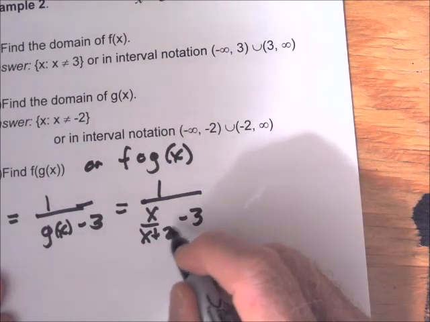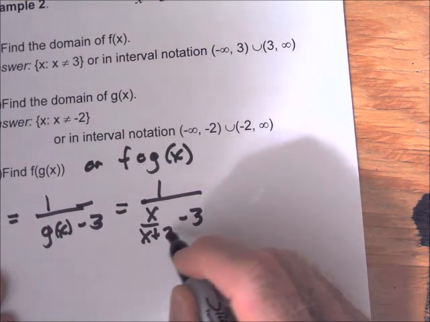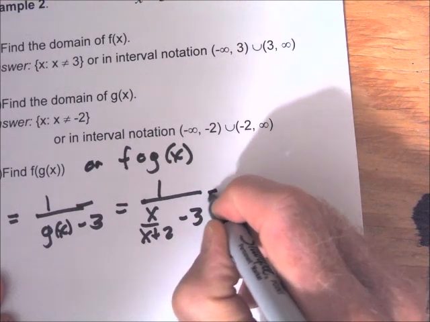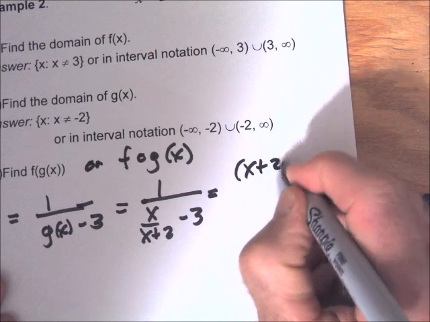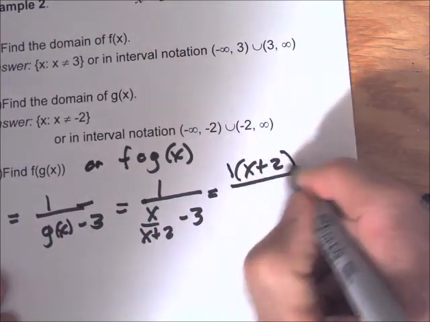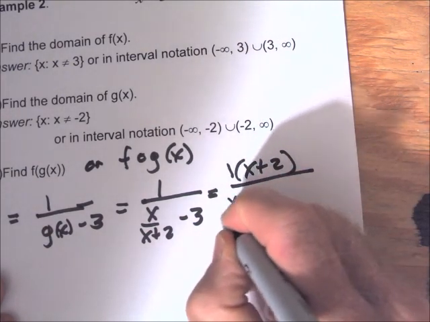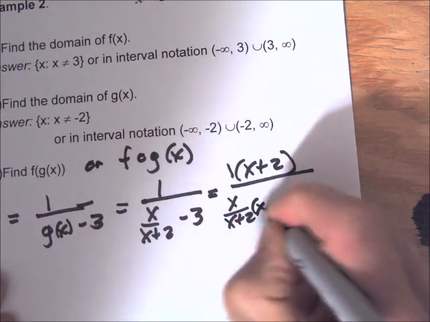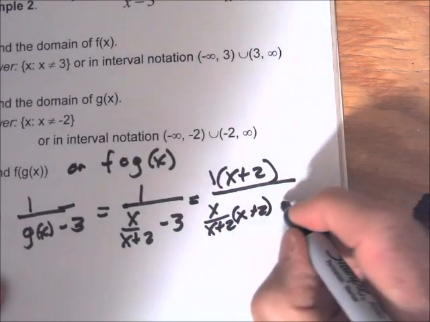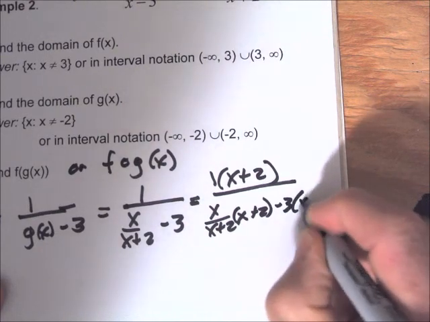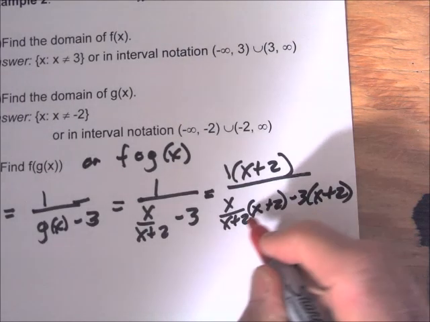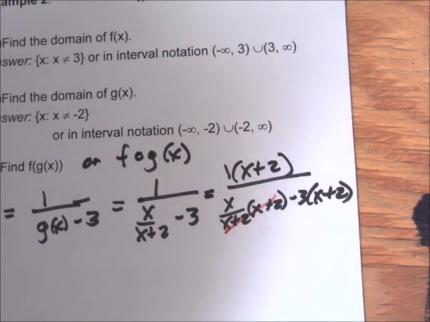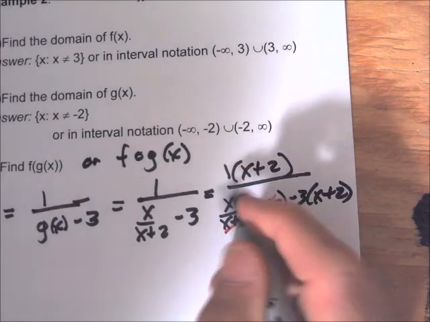So the inside fraction has denominator x plus 2. That's why I'm going to multiply each term by x plus 2 to try to simplify this fraction here. So we'll have 1 on the top, we'll have 1 times x plus 2. On the bottom we'll have x over x plus 2 times x plus 2, and we'll have minus 3 times x plus 2. So here the x plus 2's will cancel on the bottom left, and we're just left with an x there. We can distribute the 1.